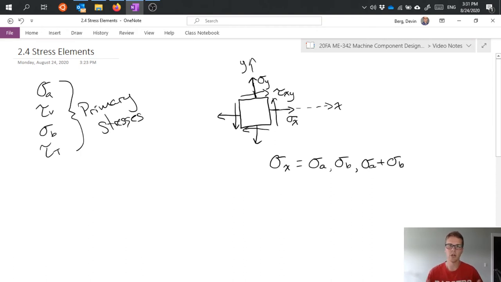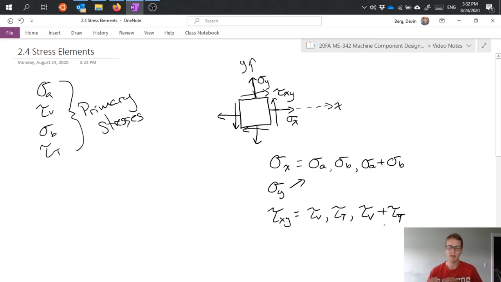Recall that they can work in conjunction. They can sum to increase the total stress, or they can work against each other. So it might be sigma a minus sigma b, all depending on which direction these arrows are actually pointing. So some combination of those things. And of course, this is also the same for sigma y. Could be any combination of these stresses depending on directions. Tau xy follows the same basic guiding principle, which is that it could be tau v, tau t, tau v plus or minus tau t.